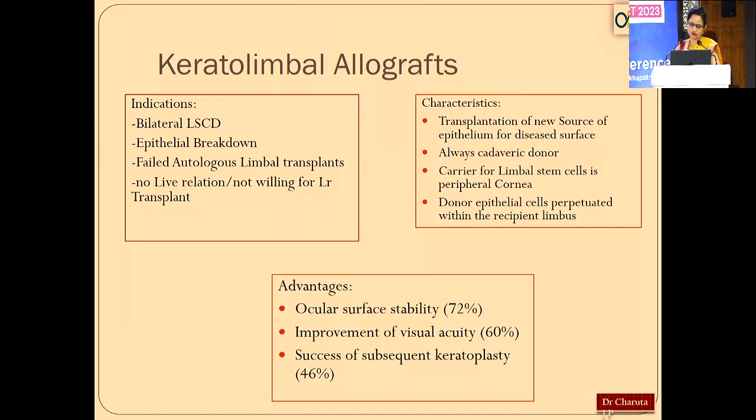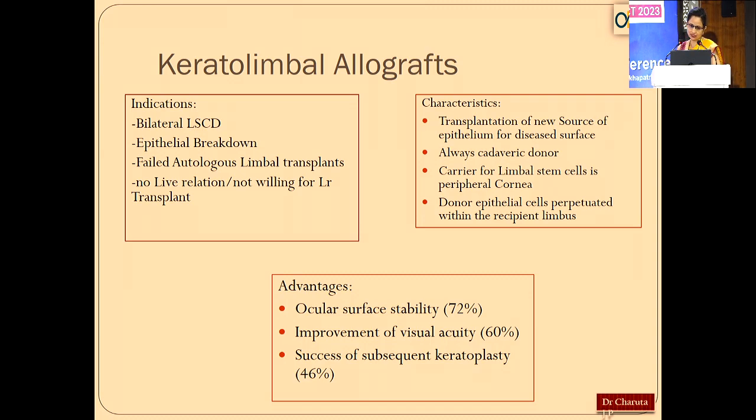Indications for keratolimbal allografts per se are bilateral limbal stem cell deficiency, epithelial breakdowns happening despite previous surgeries such as failed autologous limbal transplantations or SLET, and also no live relation actually willing for a transplant, because of the extensive counseling that has to be done to the patients regarding the side effects of systemic immunosuppression, and also the risks of limbal stem cell harvesting in the donor itself. So, these are some of the indications in my practice.